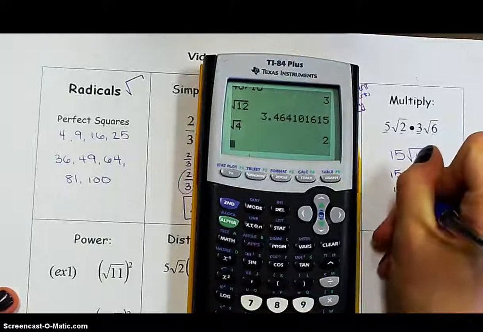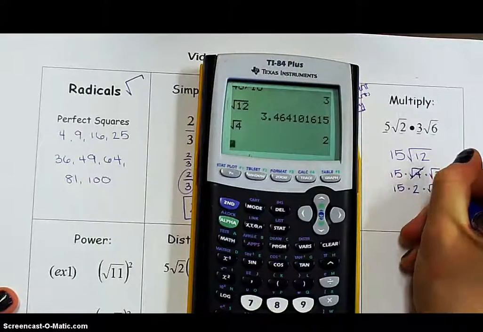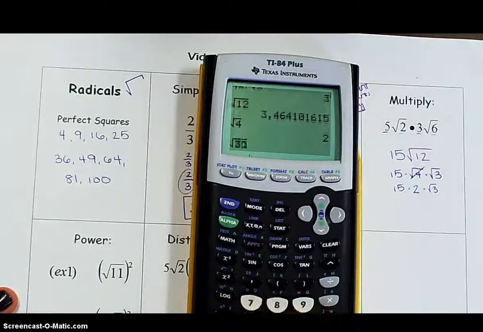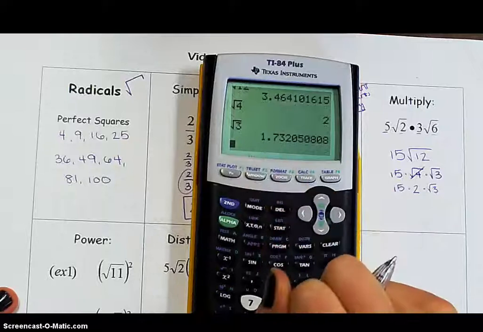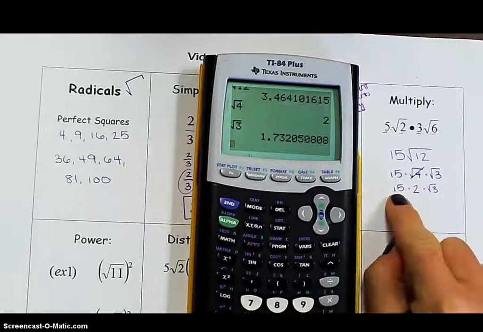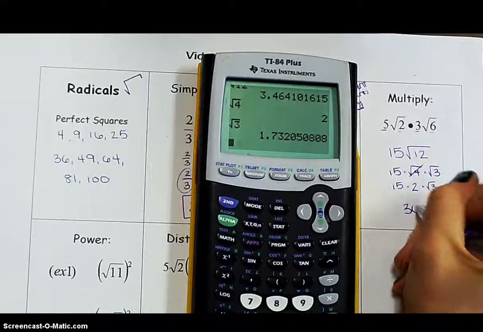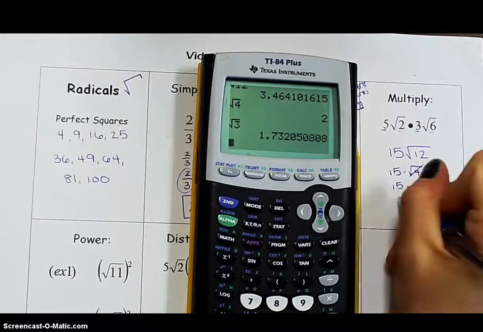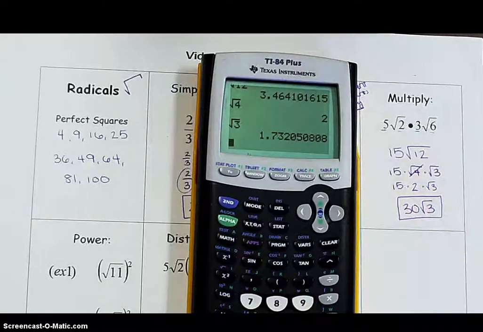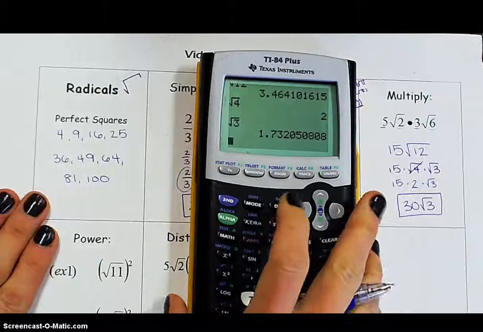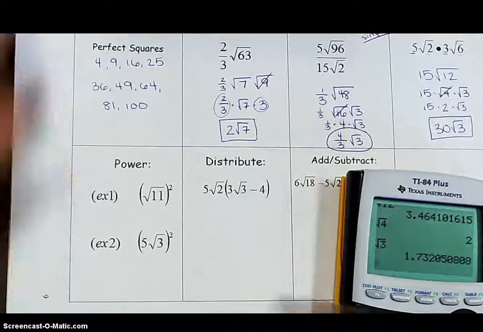The 15 stays the same. The radical 3 stays the same because the square root of 3, it's not perfect, it's irrational. And now we can multiply the coefficients. 15 times 2 is 30 radical 3. And we are done.